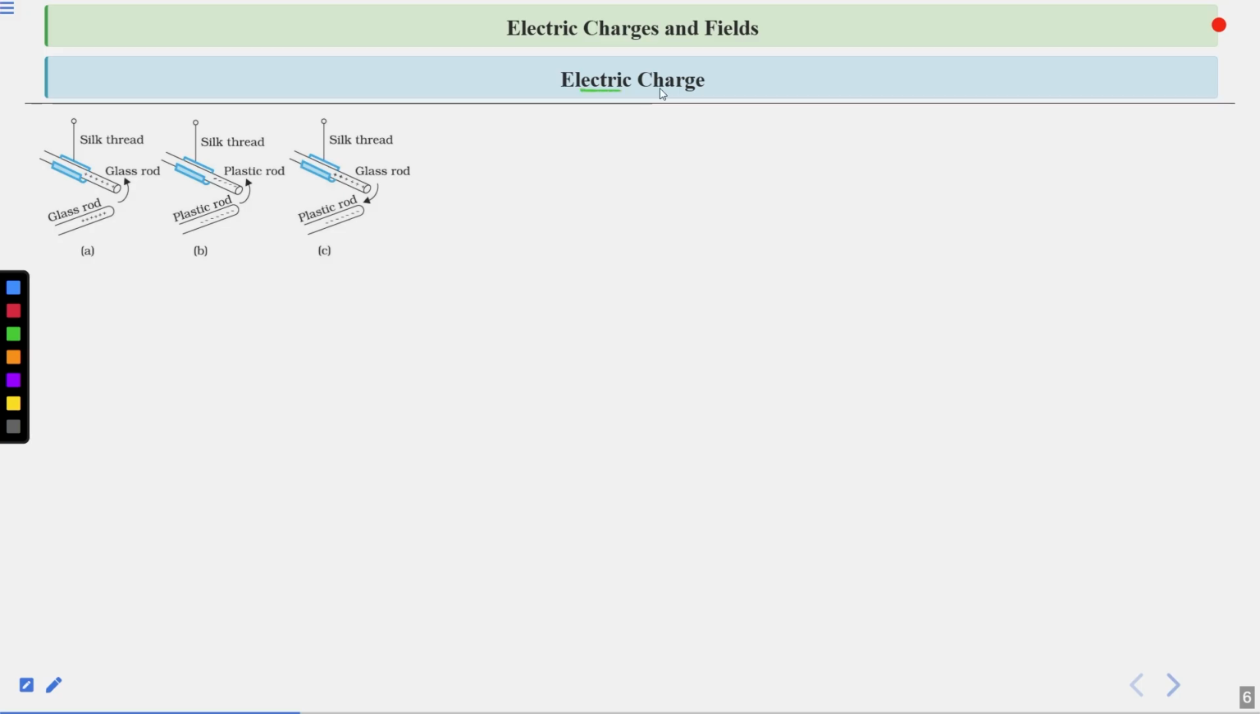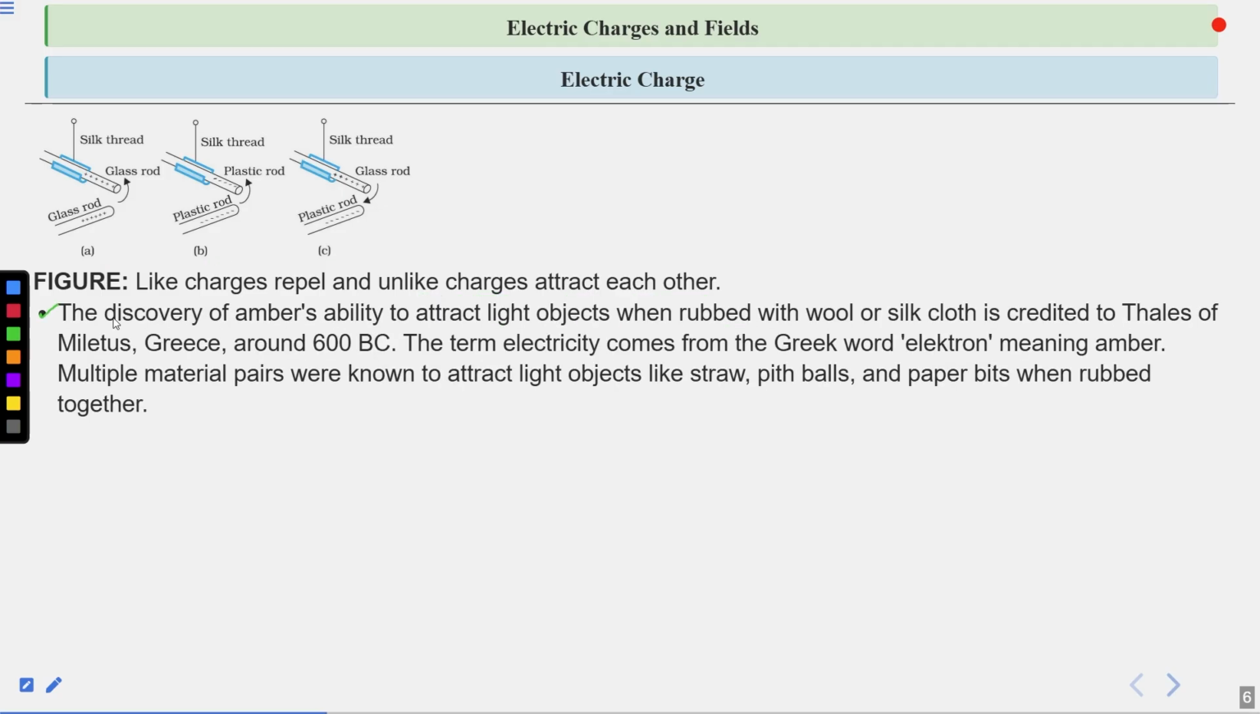Electric charge. Like charges repel and unlike charges attract each other. The discovery of amber's ability to attract light objects when rubbed with wool or silk cloth is credited to Thales of Miletus, Greece, around 600 BC. The term electricity comes from the Greek word electron, meaning amber.